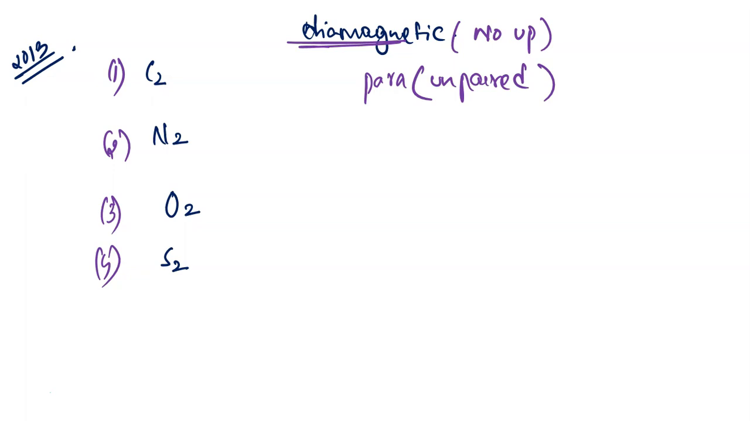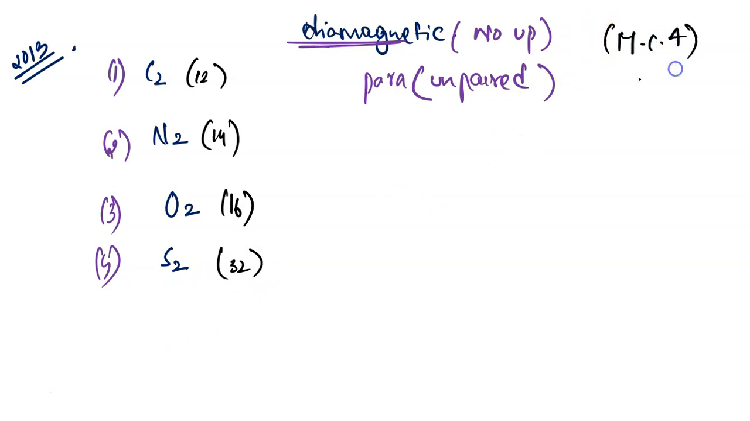So let us observe how many electrons are there in each case. Carbon (C2) has totally 12 electrons, nitrogen (N2) has 14 electrons, oxygen (O2) 16 electrons, and S2, tell me how many electrons are there in S2? 32 electrons are there, correct? So which do you think? And also this is a multiple correct answer question. Okay, now tell me, how do you see it?